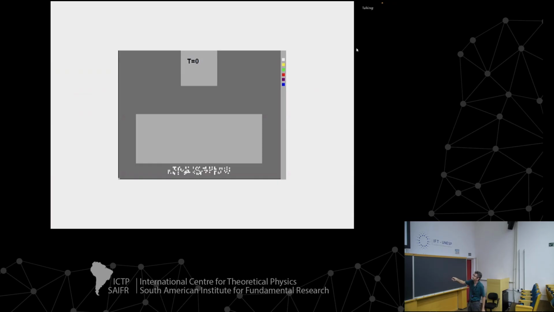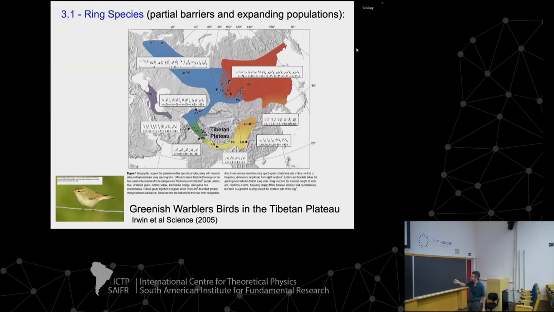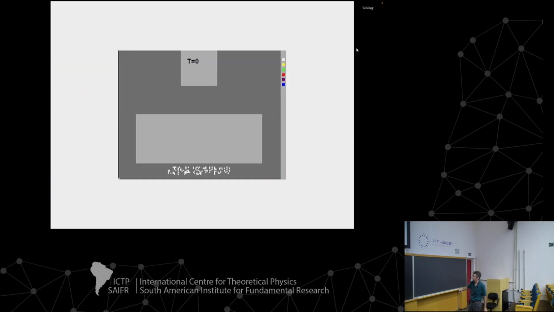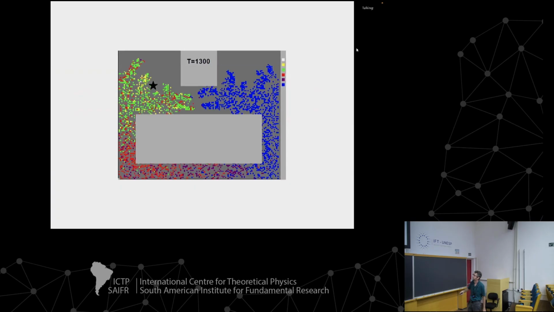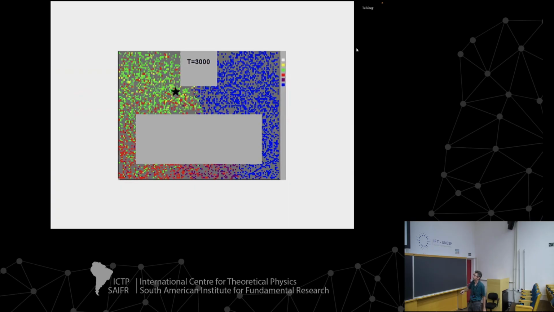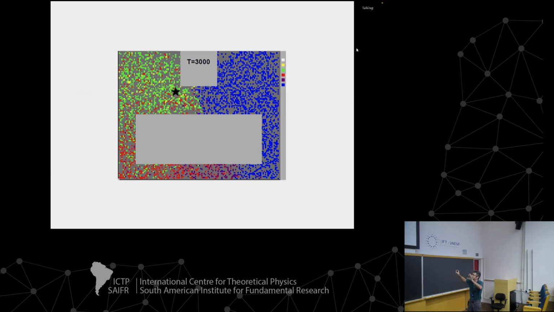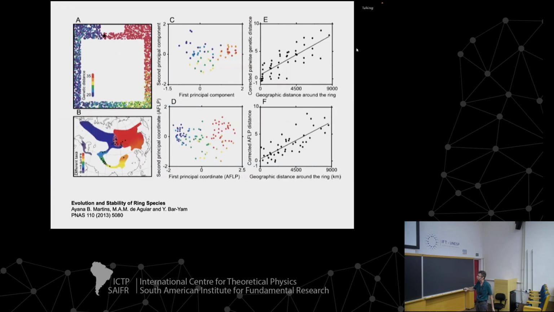We added this extra barrier here to simulate these large areas in the north. And so you do this thing. And if you adjust your parameters right, you really get this formation of these ring species. And what we found is that, so we compared this with data. So this is data. This is our simulations.